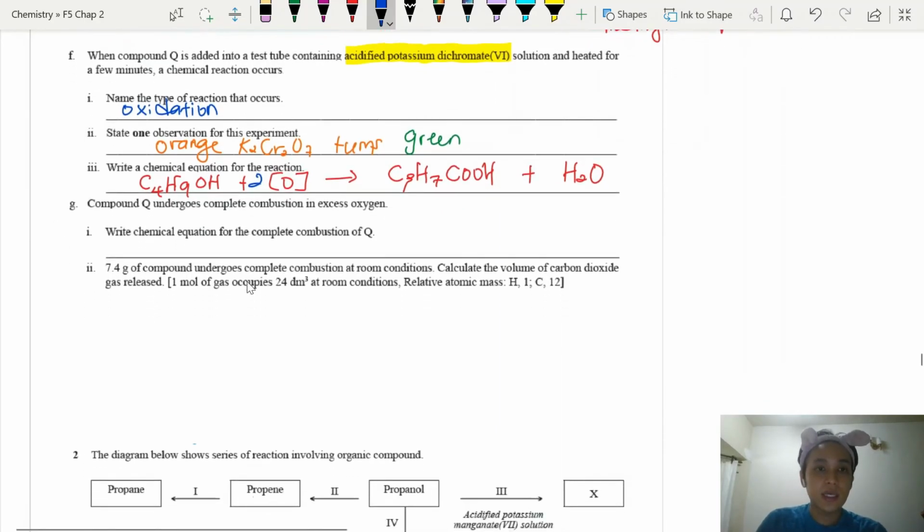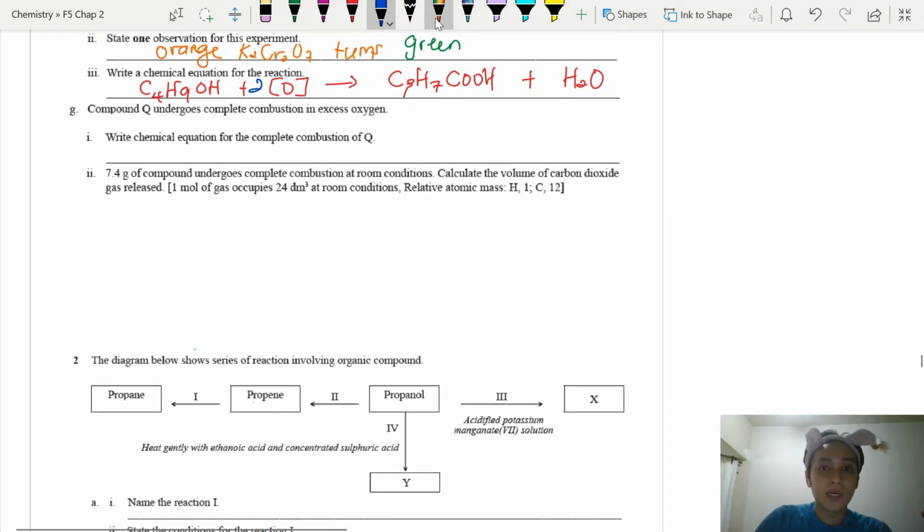Okay, next, undergoes combustion. Remember, alcohol undergoes combustion. So write a chemical equation for the complete combustion of alcohol. If it's complete combustion, meaning you will get carbon dioxide and water. So oxygen, right? And then you get carbon dioxide and water.